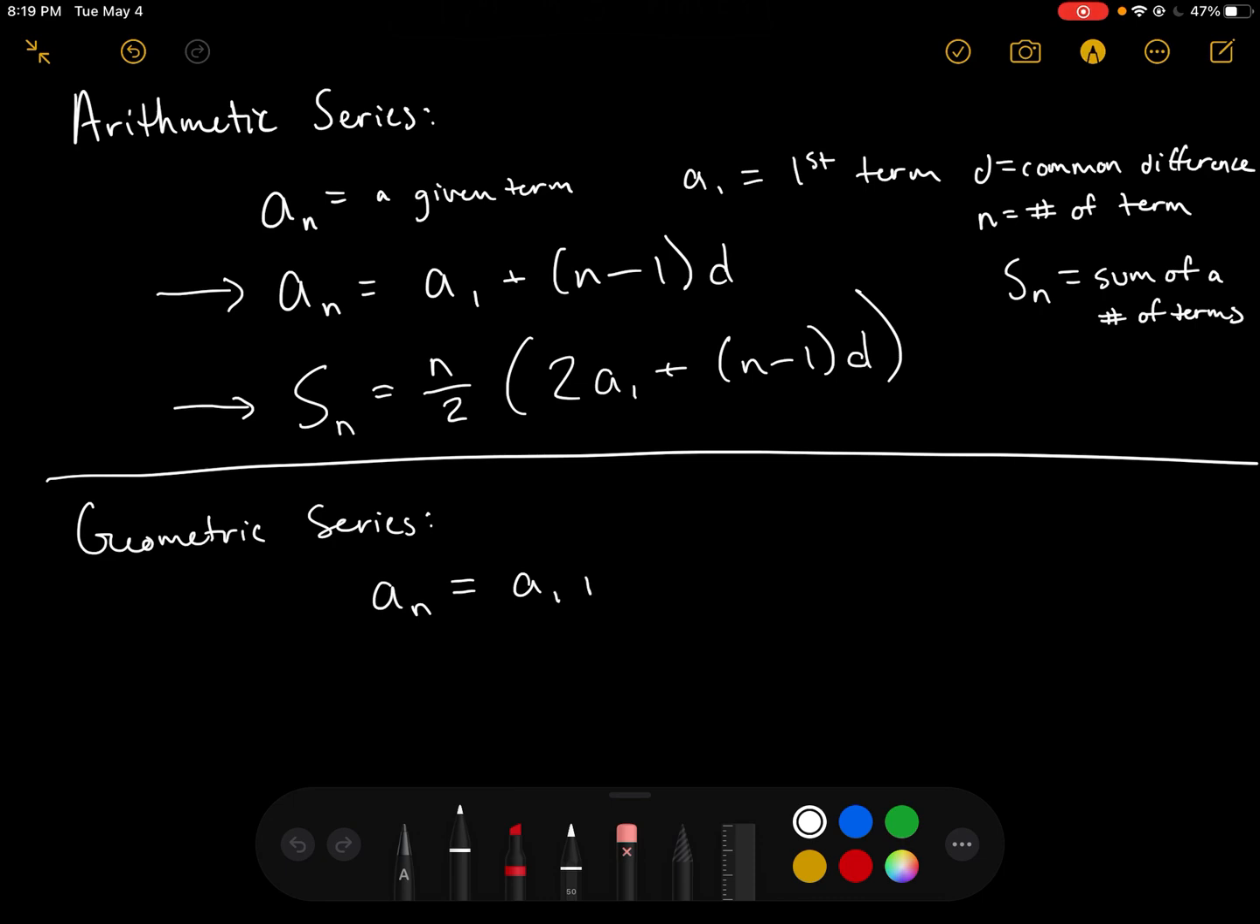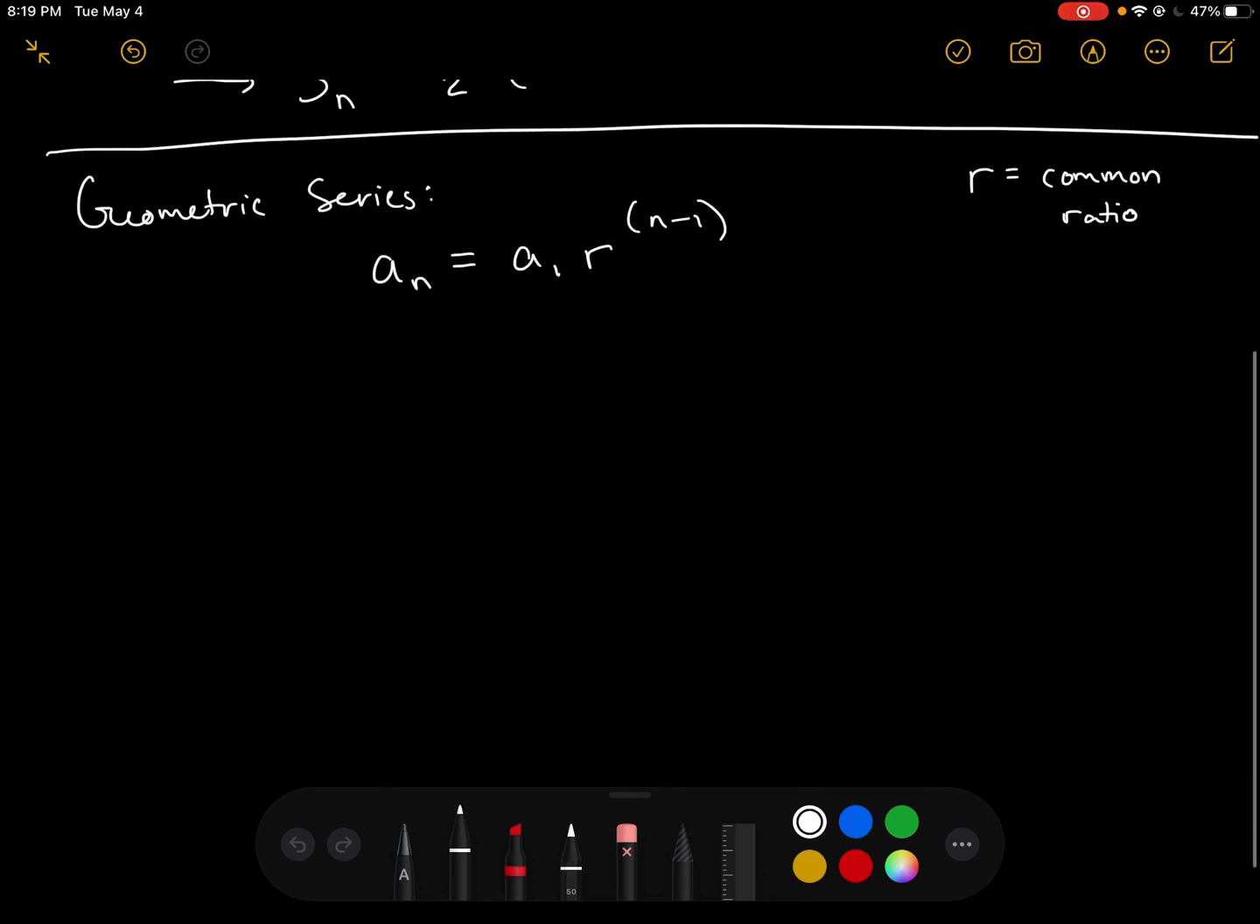Next, for geometric series, we have to find a given term, so it still means the same thing. A subscript n is our first term times our common ratio to the n minus 1 power. R, again, we define as our common ratio.